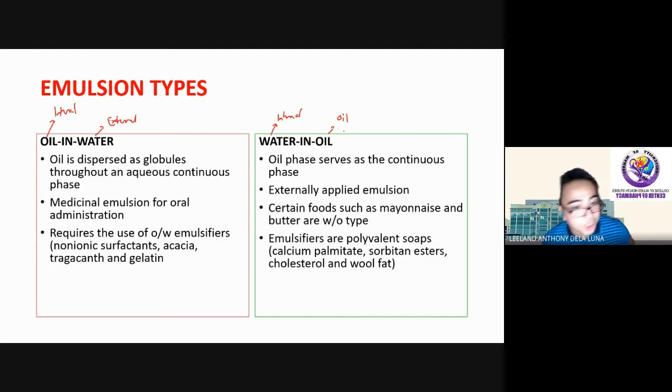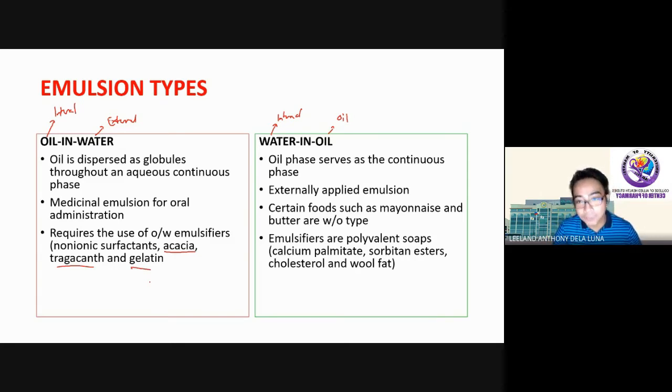So medicinal emulsions, usually for oral administration, are oil in water type. So they usually require the use of an oil in water emulsifier. Non-ionic surfactants, acacia, tragacanth, or gelatin can be used as an emulsifying agent. Class, isipin niyo, if you remember a while ago, ginagamit din natin itong mga suspending agents. And they can also be used as emulsifiers. But to be more precise, they can be used as an oil in water type of emulsifier.